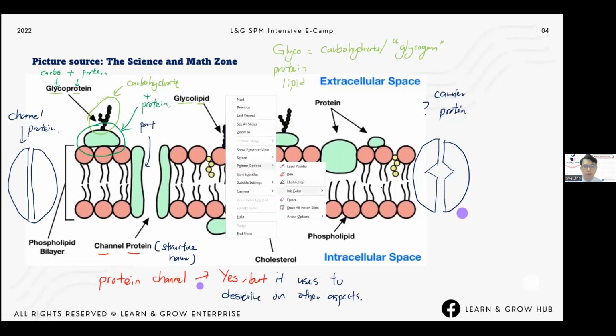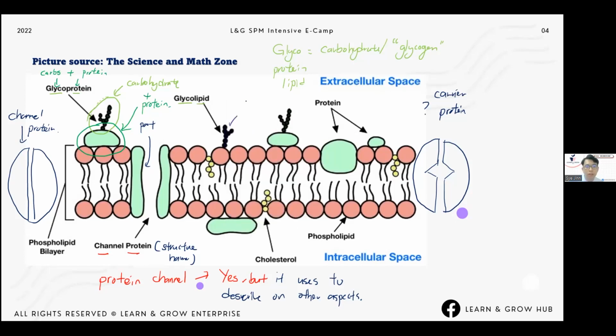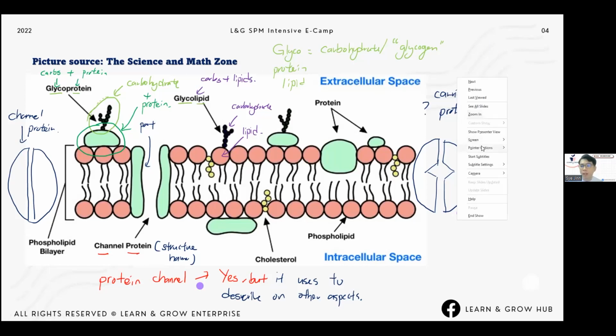You all can see that here is the carbohydrates. Here is the lipid. So glycolipid means carbohydrates plus the lipid. Yes, very straightforward, right? So let's think further about the functions. Most of the students will have a question.